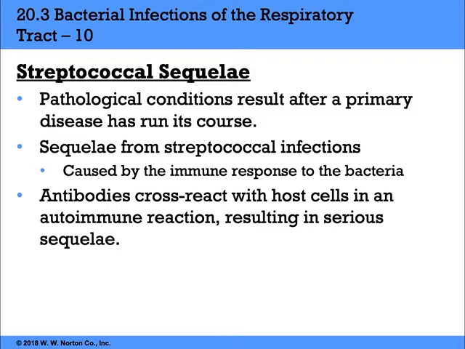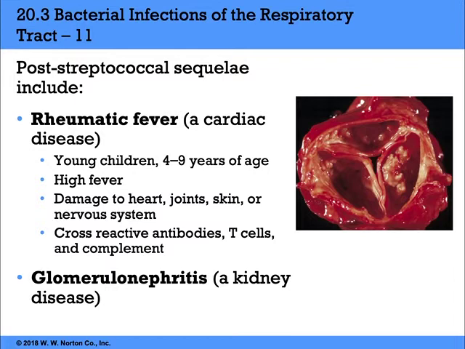Well, the sequelae are caused by the immune response to the bacteria. This can make antibodies that cross-react with host cells in an autoimmune response, and that can result in symptoms coming later that mimic autoimmune disorders, okay? One of the classics is damage to the heart valves, okay? Rheumatic fever, which is a cardiac disease, can occur in young children between 4 and 9. You get high fever and damage to the heart, joint, skin, and the nervous system because of cross-reactive antibodies and the action of T-cell and complement, which are all normally designed to attack the invader, right? But here they get misdirected and they attack cardiac tissue.